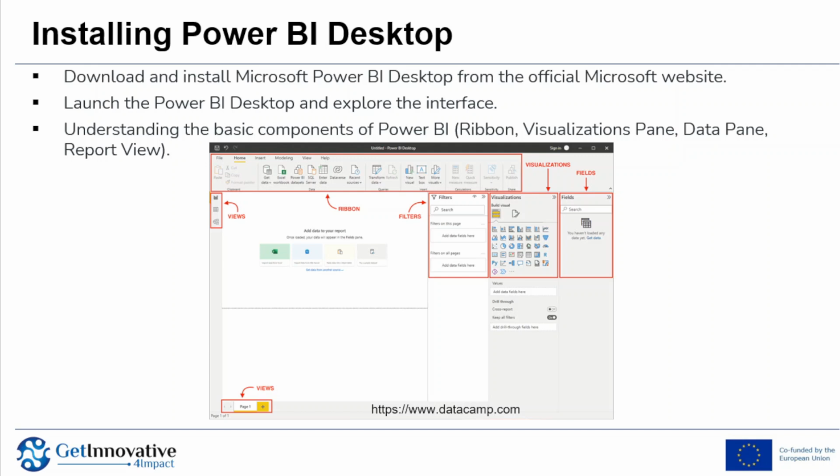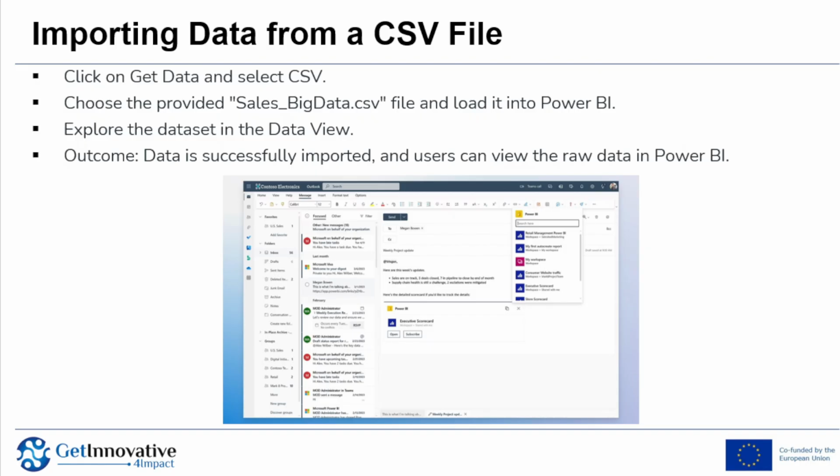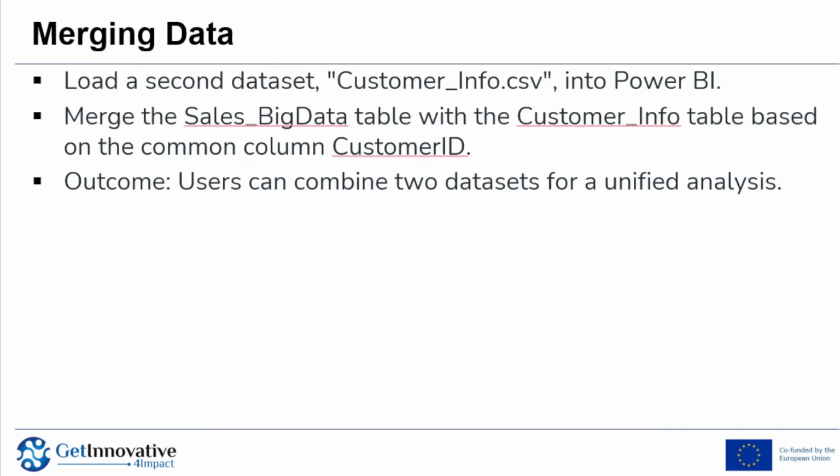We are going to explore the Power BI components. It consists of ribbons, visualization pane, data pane, and report view. First of all, we have to click on Get Data and select the CSV file format. Then we choose the provided dataset file and load it into Power BI. Then we explore the dataset in the data view, and we will find the data being imported, and the users can view the raw data in Power BI.